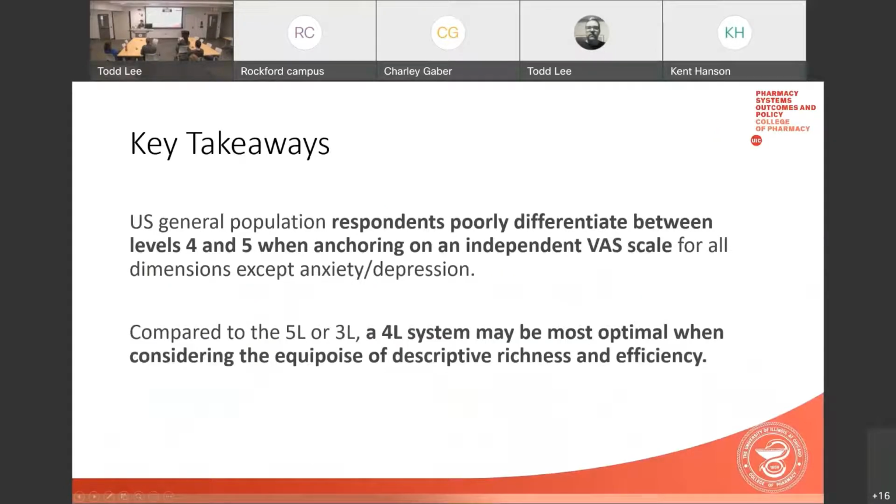So there are two key takeaways from looking at this. One is that these U.S. general population respondents had poor differentiation between levels 4 and 5 when we presented them with the opportunity to anchor independently on this VAS scale that was also dimension specific. Except for in anxiety/depression, we actually saw that respondents utilized more of those response categories of the EQ-5D-5L and had a more consistent degradation in their anxiety/depression rated on the VAS. And then thinking about this concept of descriptive efficiency and informativity compared to the 5L or 3L, the 4-level system may be most optimal when considering this trade-off of having more information, but also having a more efficient system.